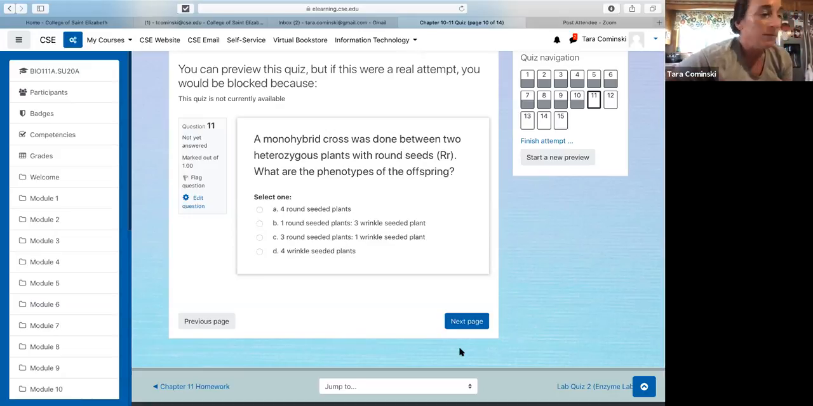But if you're talking about seed shape, big R round is the dominant phenotype. So if we're talking about two heterozygotes, again, it's that 3-to-1 ratio. So it's 3 round-seeded plants to 1 wrinkle-seeded. No matter what trait you're talking about, you're always going to get that ratio when you mate those two heterozygotes.